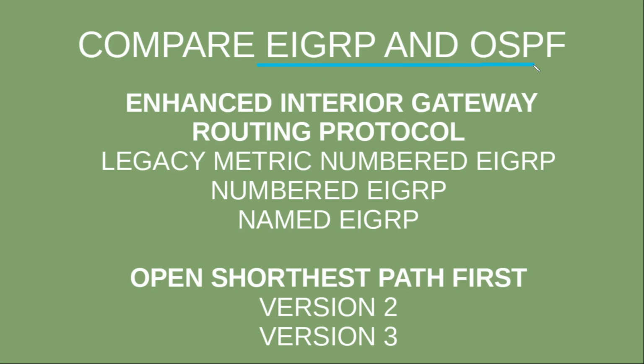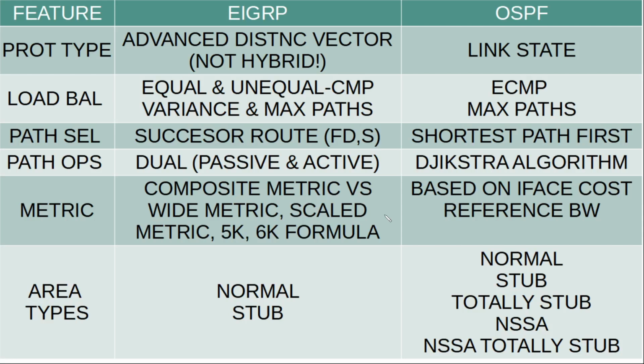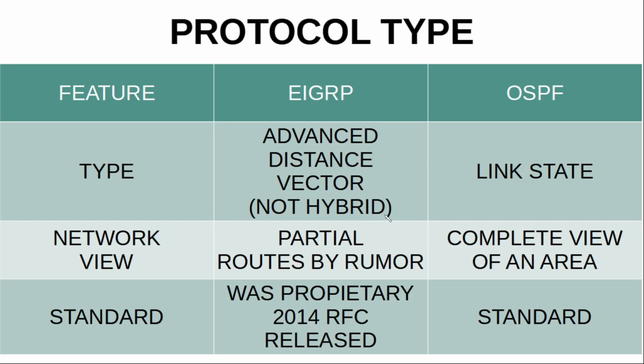Let's compare EIGRP with OSPF. EIGRP stands for Enhanced Interior Gateway Routing Protocol. There are several versions of EIGRP out there. For instance, when using named EIGRP, we could run IPv6 with VRFs. OSPF stands for Open Shortest Path First, and there are several versions. Version 3 supports IPv6. Now, these are the topics that we are going to cover. Let's go for the first one.